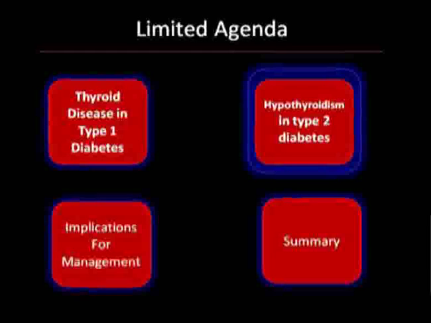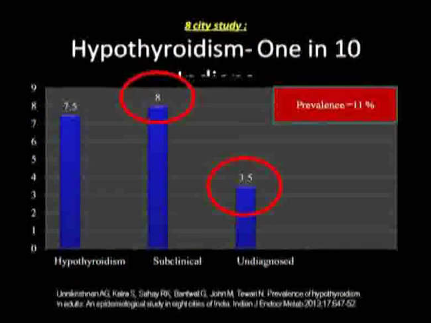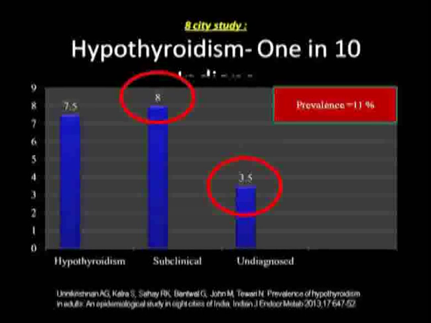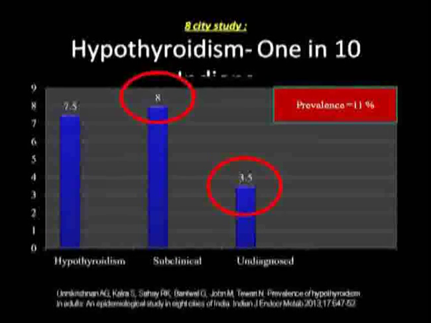I now go on to the second part of my short lecture, which looks at hypothyroidism in type 2 diabetes. This is a paper which we published in the Indian Journal of Endocrinology and Metabolism 2 years back, which looked at 8 cities of India and the prevalence of hypothyroidism. We studied about 5,000 patients and found the prevalence of hypothyroidism in India is about 11%, undiagnosed primary hypothyroidism is 3.46% to be precise, and subclinical hypothyroidism is about 8%.